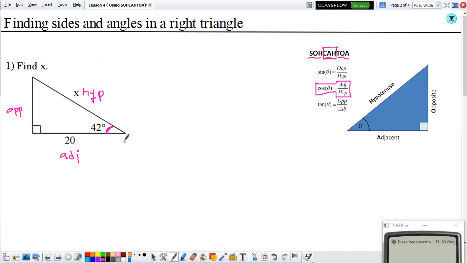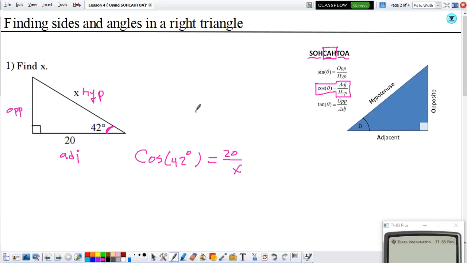So let's set up using Sohcahtoa. So we have that the cosine of 42, which is our angle, 42, is equal to the adjacent. What is our adjacent? 20. Divided by our hypotenuse. Let me rewrite that too. So it is 42 degrees.